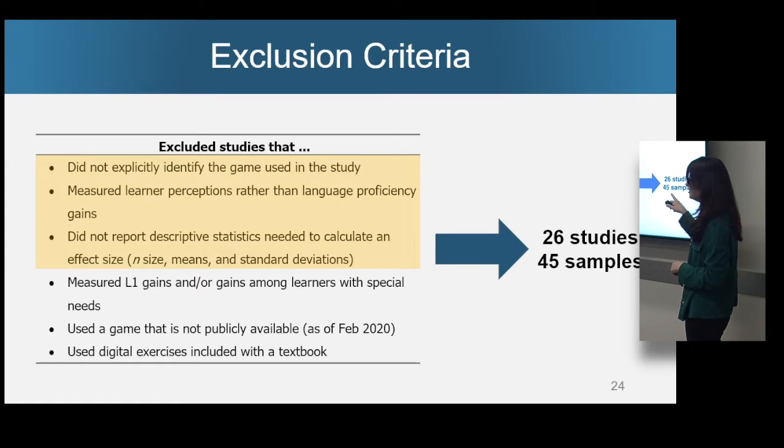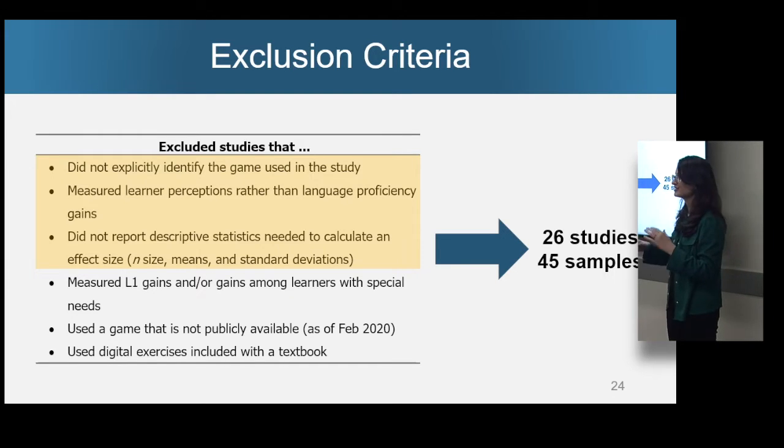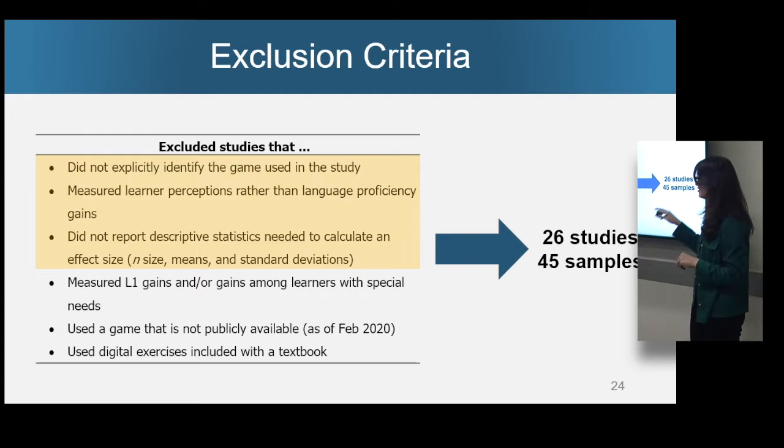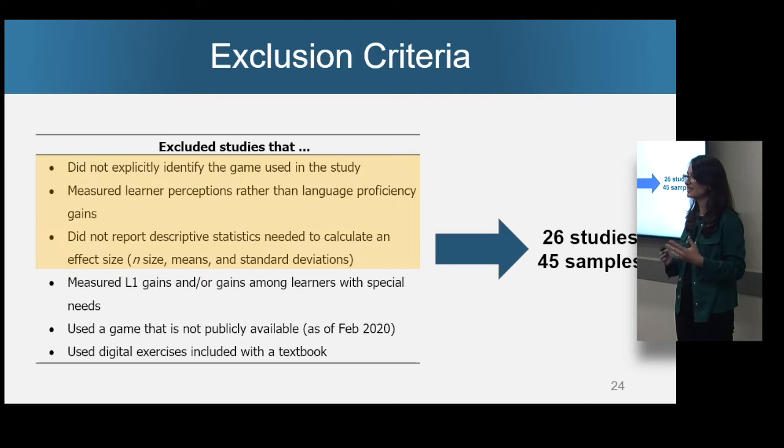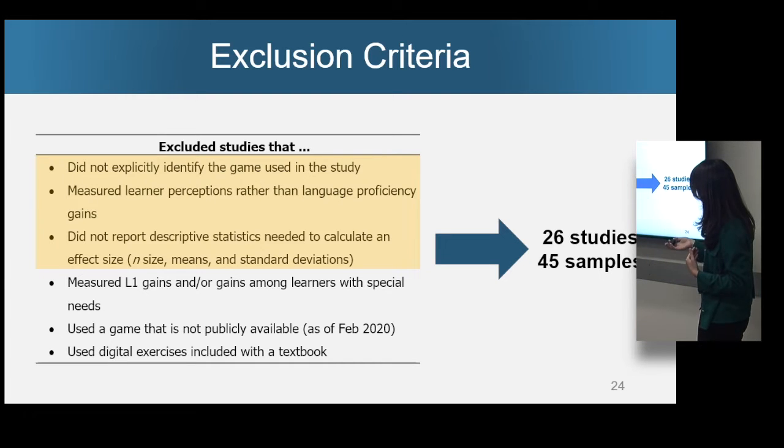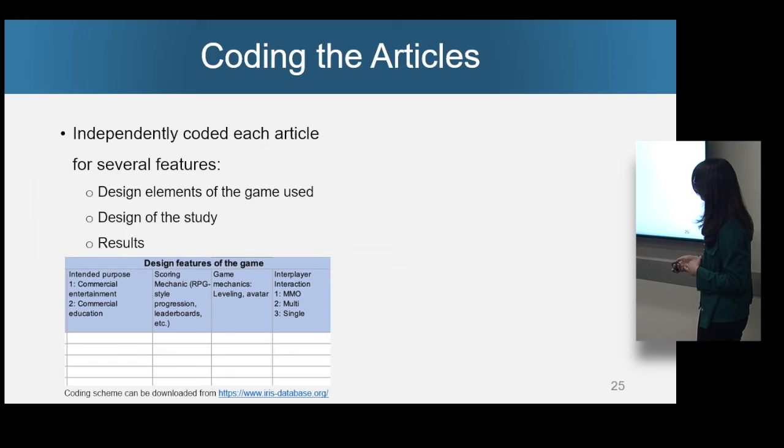So samples, you can think of them as the dependent variables in the studies, right? In a single study, we can measure both listening skills, for example, and speaking skills, and that would give us two samples from the same study. And now that we're talking about dependent variables, I think this is also a good time to mention that a lot of these 26 studies measured vocabulary development. So in the results, when I say language gains, keep that in mind for the interpretation of the results. Not all, but most measured vocabulary.